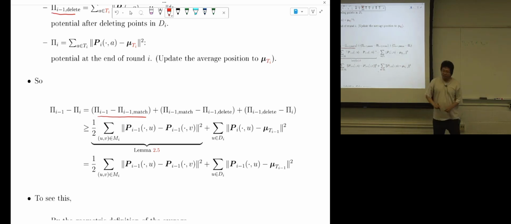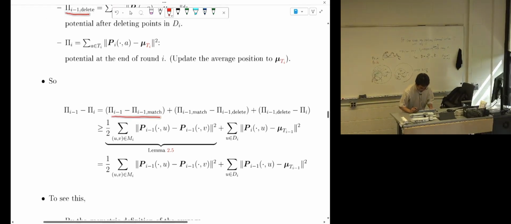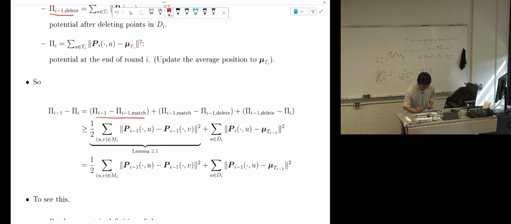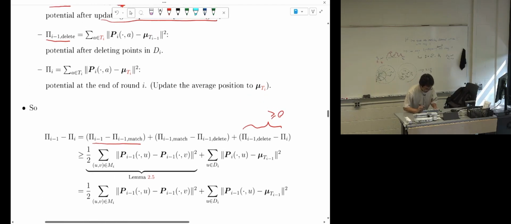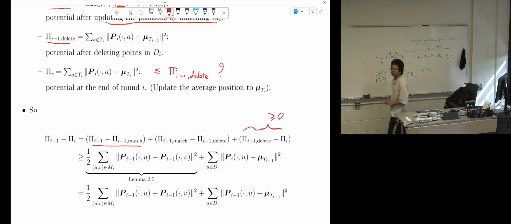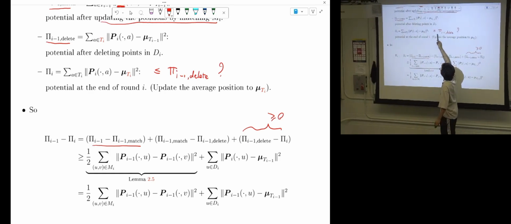Okay. But I claim that this is at least 0. That is, this thing is at most this thing. Why do you think so? Do you see this? Why must this one be smaller than this one?